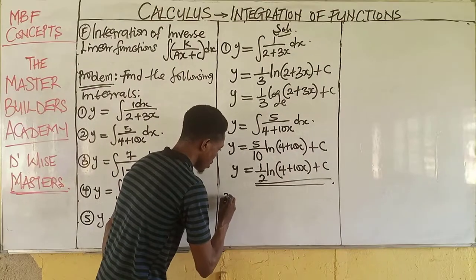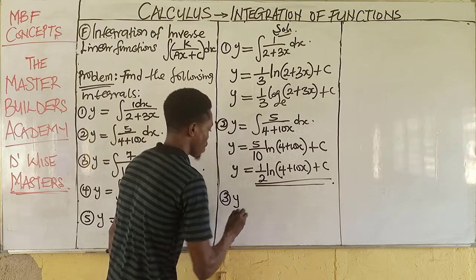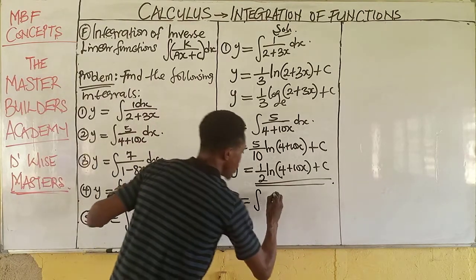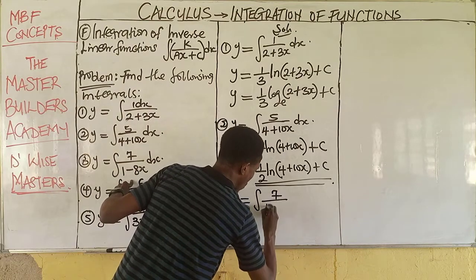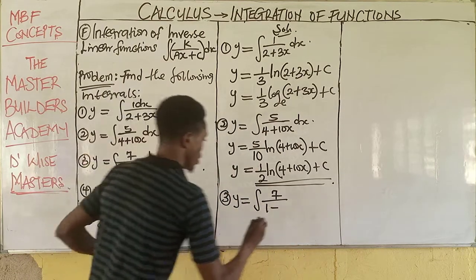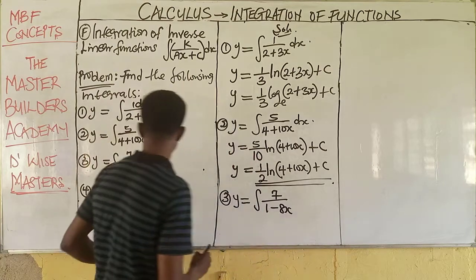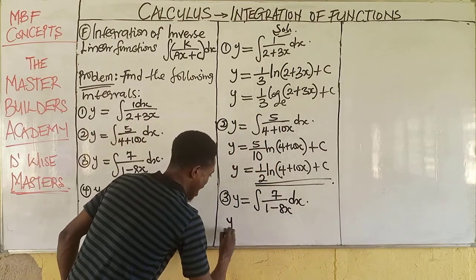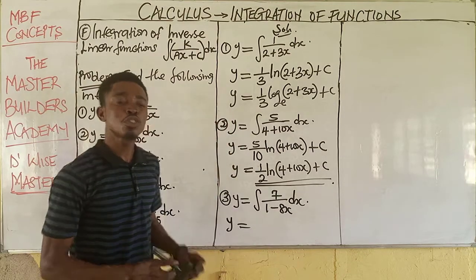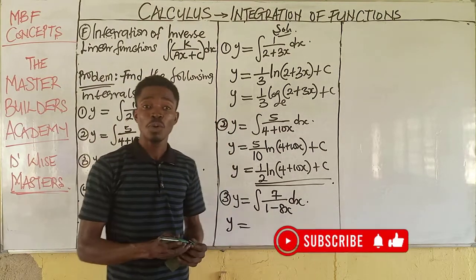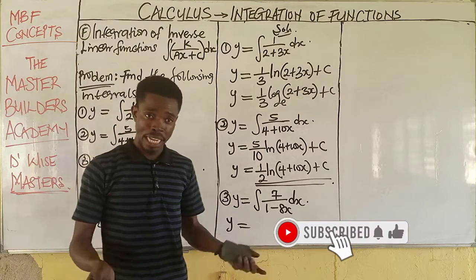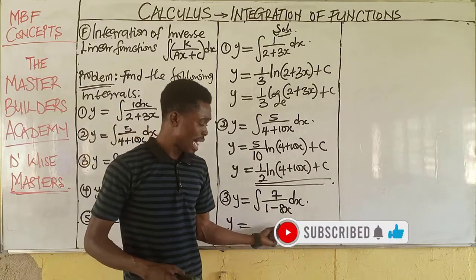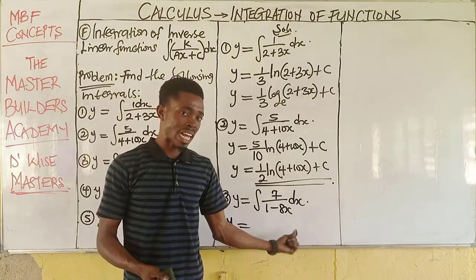We have question number 3. We have that y is equal to the integral of 7 over 1 minus 8x dx. So finally, the first thing you do is to look at the numerator. A linear function or constant is a constant in an integral. Then look at the denominator. Is it linear? Yes, it's a linear function where the power of x is 1.